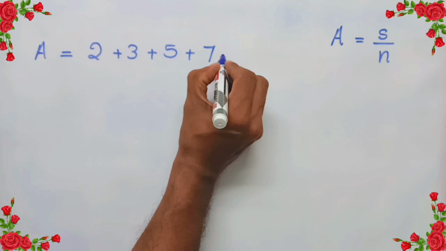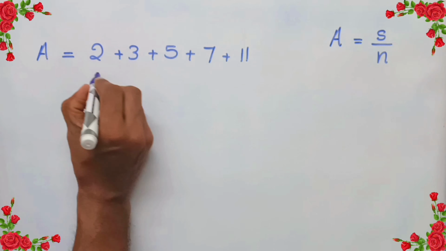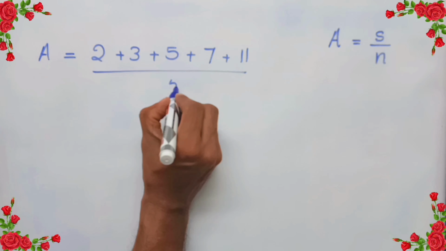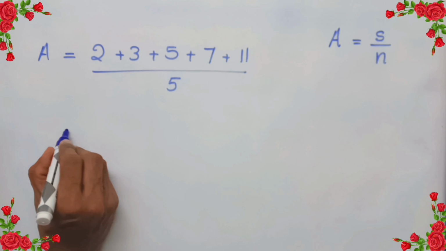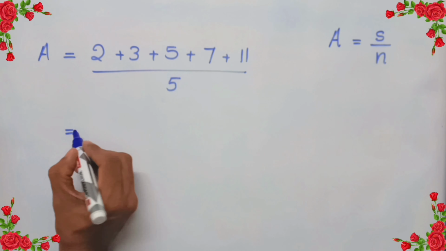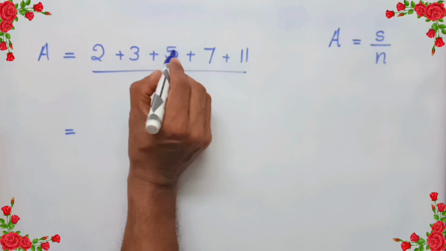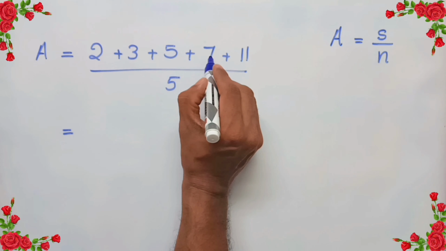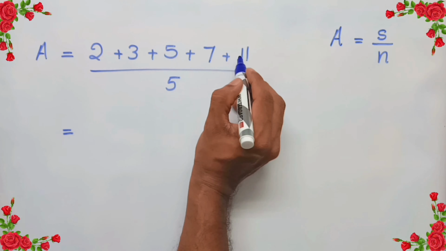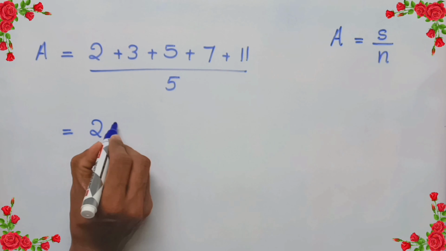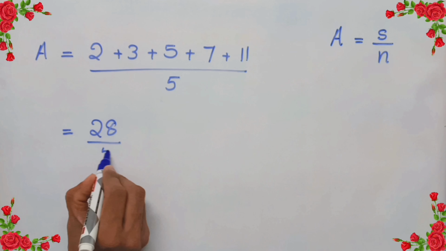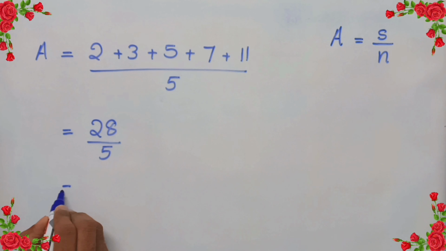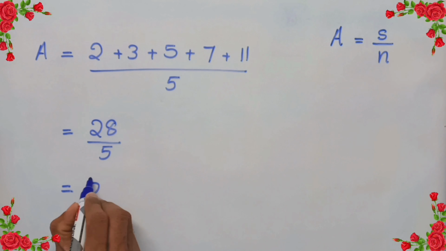Let's add the numbers together. 2 plus 3 is 5. 5 plus 5 is 10. 10 plus 7 is 17. 17 plus 11 is 28. Then average becomes 28 by 5. Let's divide 28 by 5.